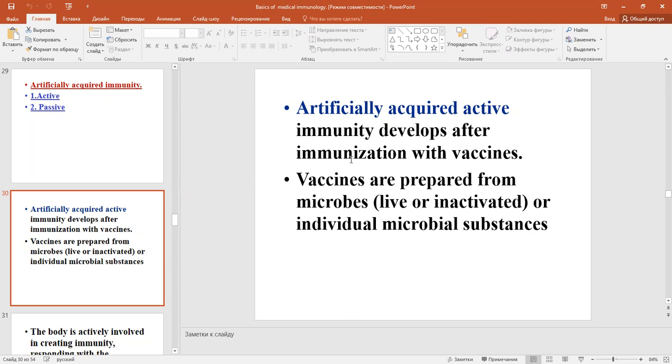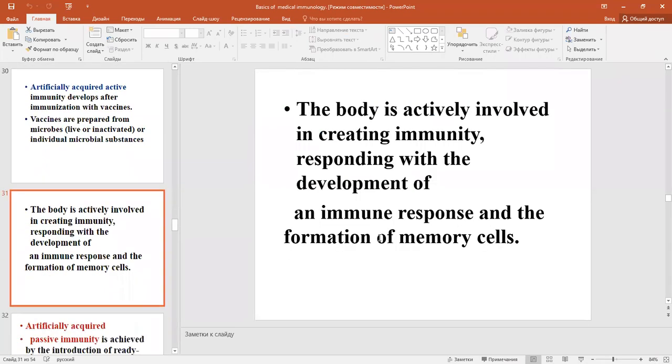Anyway, by using a vaccine, microbes, or maybe just some certain particles of them, enter the human body, and the immune system should be activated. Again, the immune system should recognize these antigens, and an immune response should be developed through antibody production and memory cell production. So vaccination gives artificial immunity. The body is actively involved in creating immunity, responding with the development of an immune response and formation of memory cells.